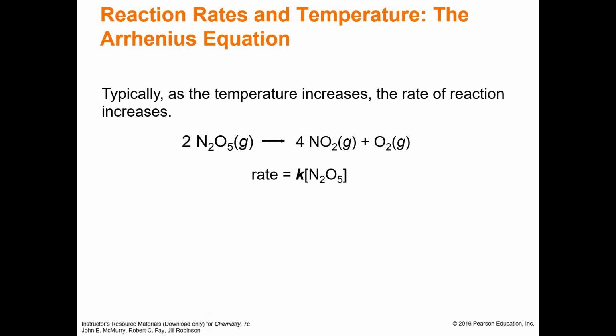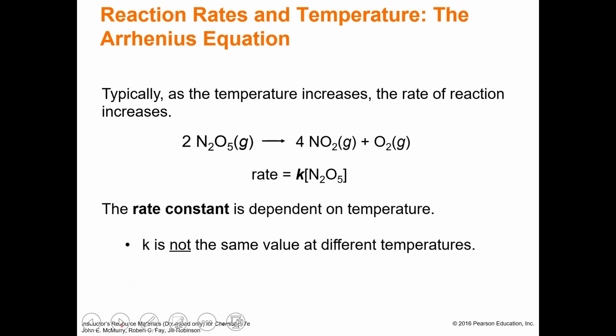We talked in previous videos about how to write a rate law for a reaction, and the rate law includes a rate constant. That rate constant K is dependent on temperature. So when we give a rate constant for a reaction, we need to specify what temperature that data was measured at. K is not going to be the same value at different temperatures.